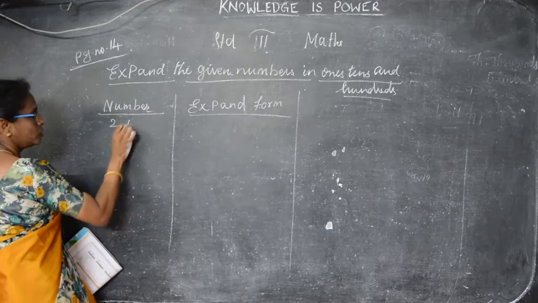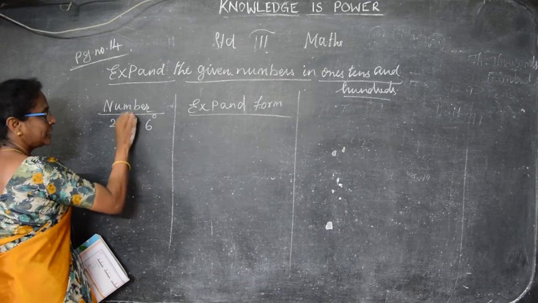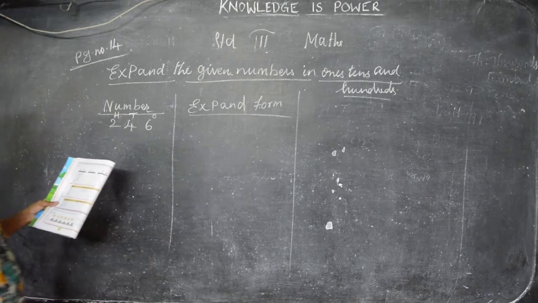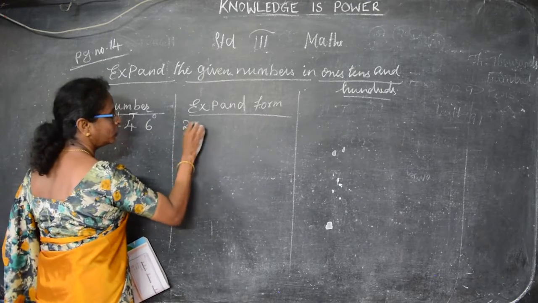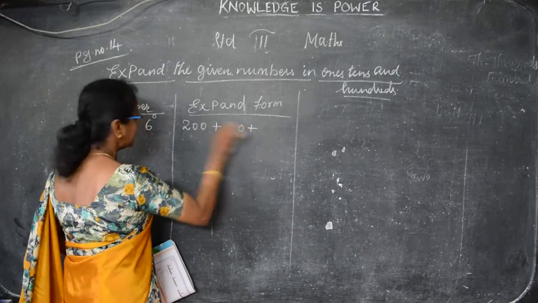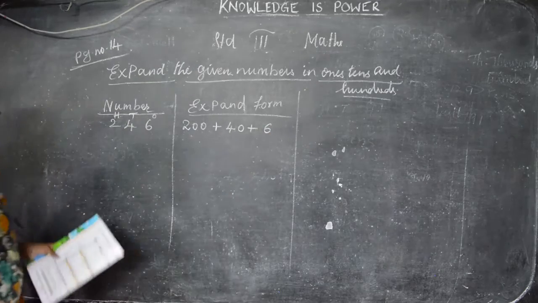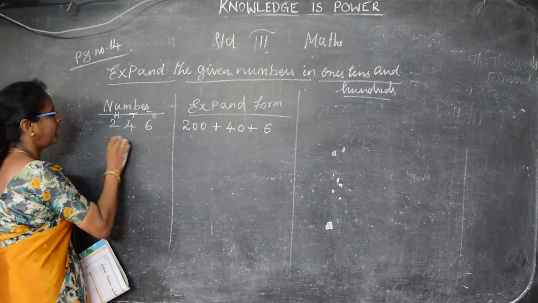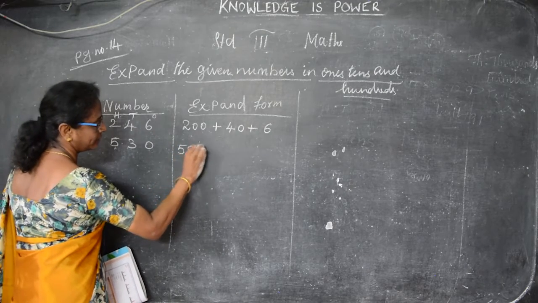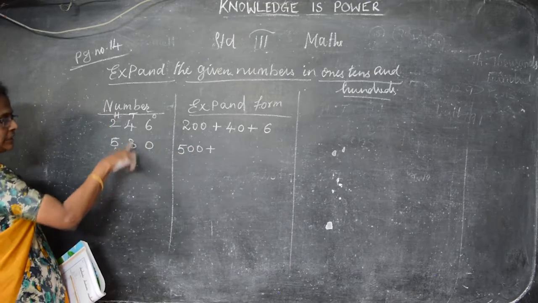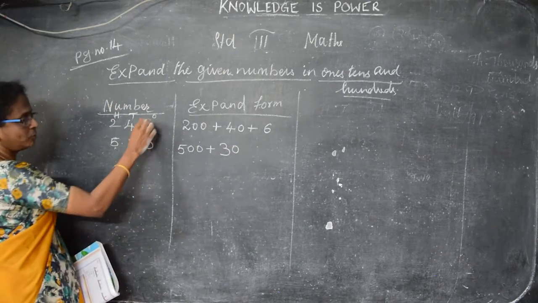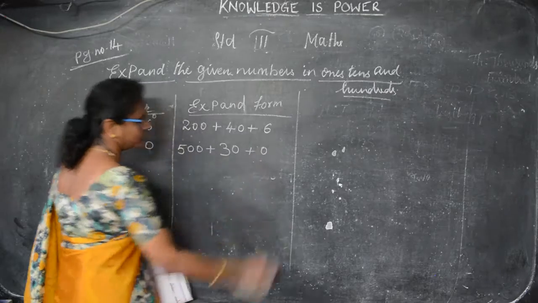So they are given the number 246. So you put the digits, as I already told you, 2 in the hundreds place, 4 in the tens place and 6 in the ones place. So 2 into 100 is 200 and 4 in the tens place, 4 tens are 40, and 6 in the ones place is 6. That's all. This is the expanded form. Then 530. So 5 in the hundreds place, you put 500. For hundreds only 2 zeros, and 3 in the tens place, 3 tens is 30, for tens only 1 zero, and here in the ones place there is no number, so you just put 0.